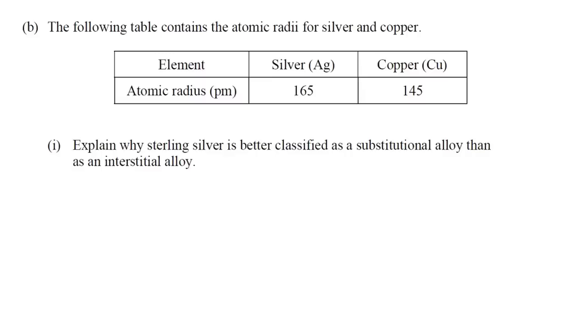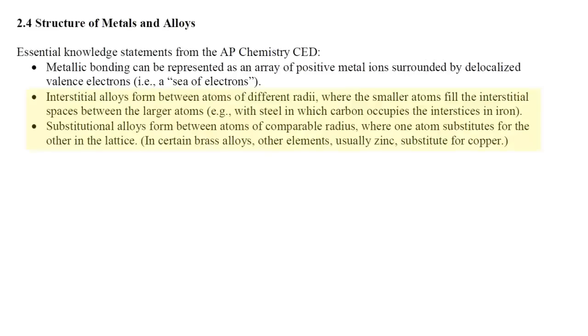In part B of this question, it says, the following table contains the atomic radii for silver and copper. The atomic radius of silver is 165 picometers, and the atomic radius of copper is 145 picometers. So part I of part B says, explain why sterling silver is better classified as a substitutional alloy than as an interstitial alloy. Learning about the properties of alloys was from Unit 2. This is topic 2.4, structure of metals and alloys.